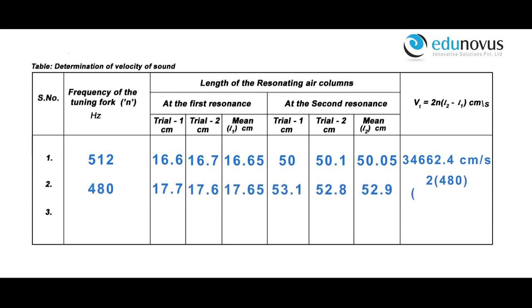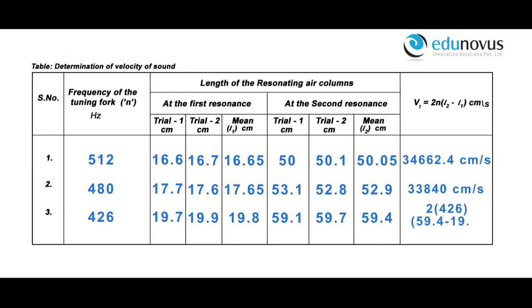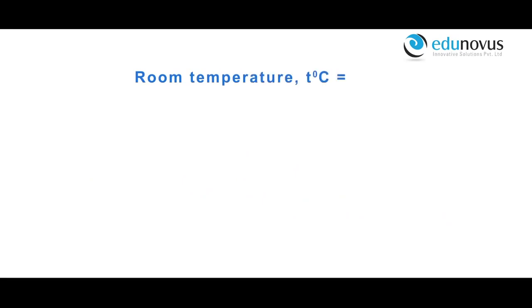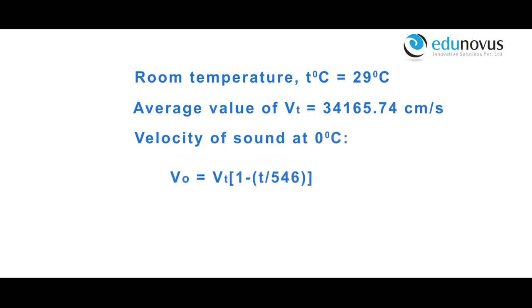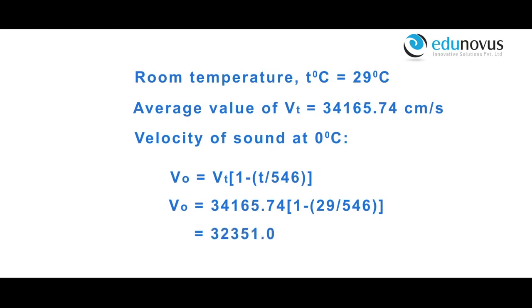Similarly, for tuning forks of frequency 480 and 426, the values are as follows. Room temperature T is equal to 29 degrees centigrade. Average value of Vt is equal to 34165.74 cm per second. Velocity of sound at 0 degree centigrade, V0, is equal to Vt into 1 minus T divided by 546, which is 34165.74 into 1 minus 29 divided by 546, which is 32,351.07 cm per second.